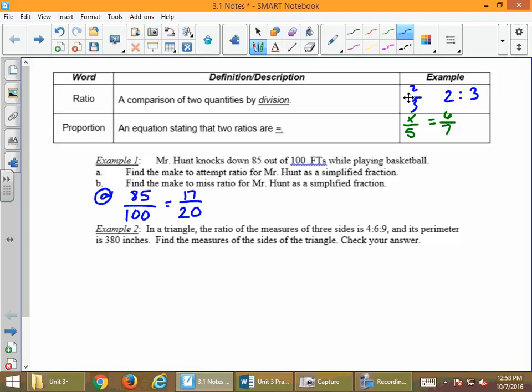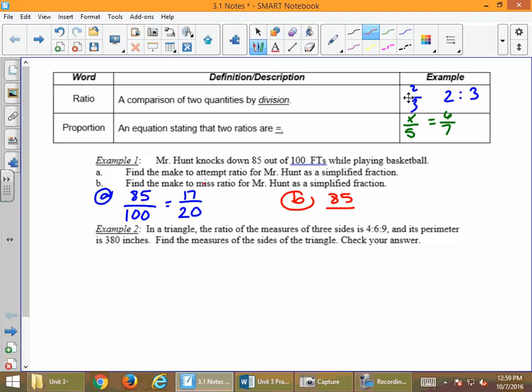Okay. If we look at B, I think there's some space for you to write. It says find the make to miss ratio for Mr. Hunt as a simplified fraction. Well, again, make was first, so how many shots did he make? 85. That's going to go on the top. Miss is second. Well, if he made 85 out of 100, how many did he miss?